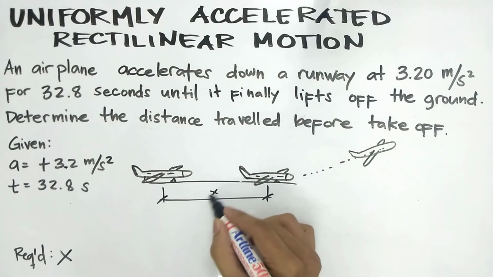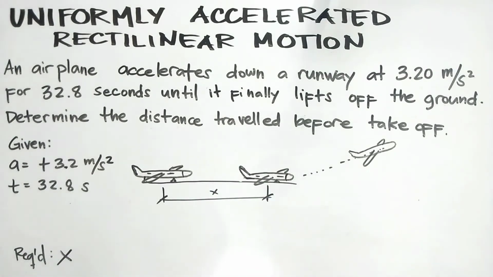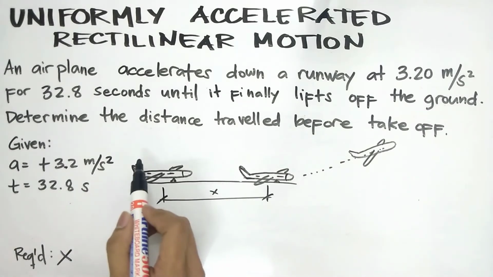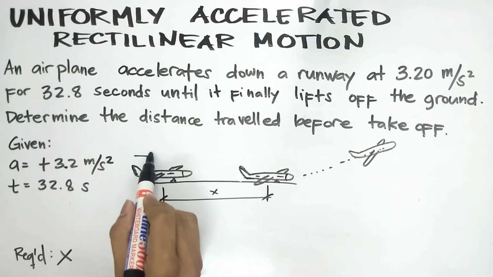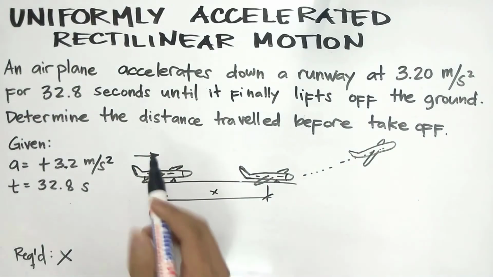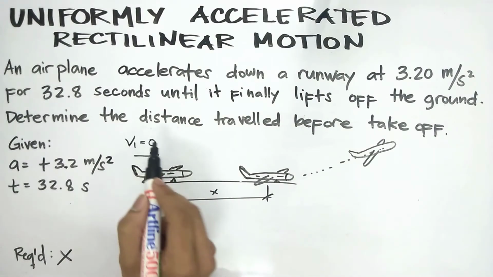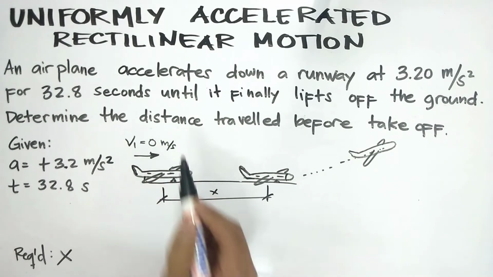X, or the displacement. The time is 32.8 and acceleration is 3.2 meters per second squared. Naturally, we will ask, what is its initial velocity? Now, common sense will dictate that it started from rest. A car should always start from rest. If the initial velocity is not given, you should assume that it is equal to 0 meters per second.